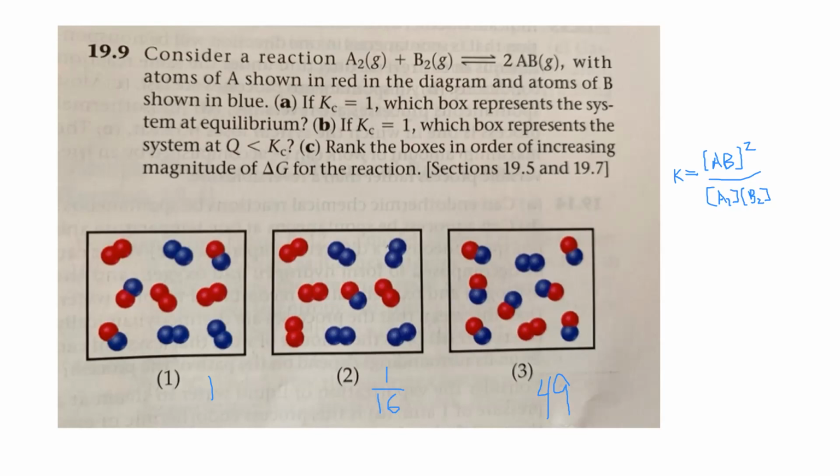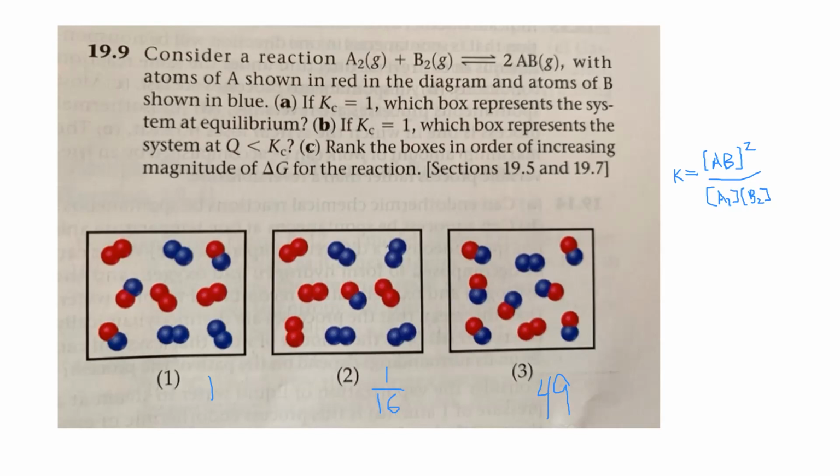And then we've got a couple other pieces with this one. So with Kc equal to 1, which box represents the system at Q is less than Kc? So again, if we were to think about what that means, if Q is less than Kc, that means our system has more reactant. We're going to have more of the stuff on the bottom, which is going to be the reactant. So we're going to have more of the A2, more of the B2 rather than AB. So for the second question here, B, we're going to be looking at box number 2.